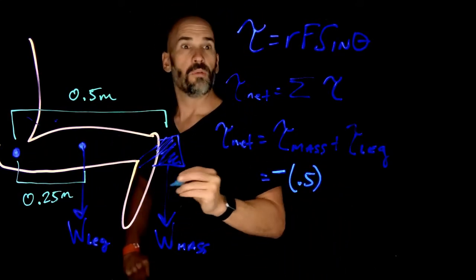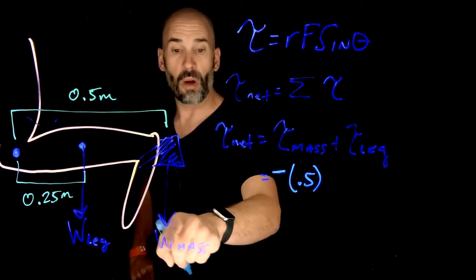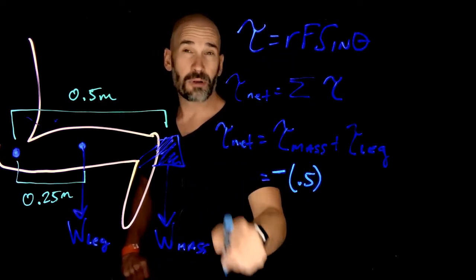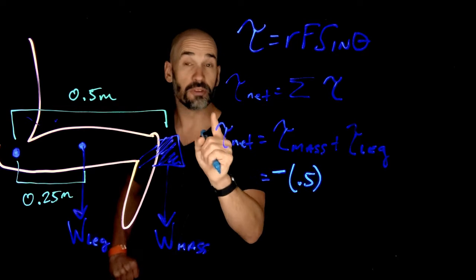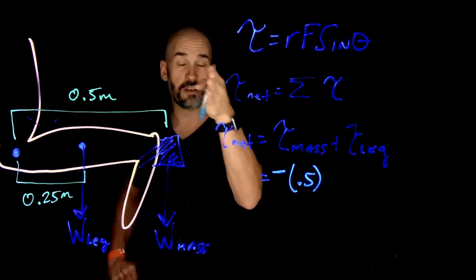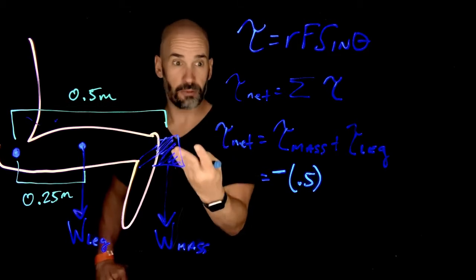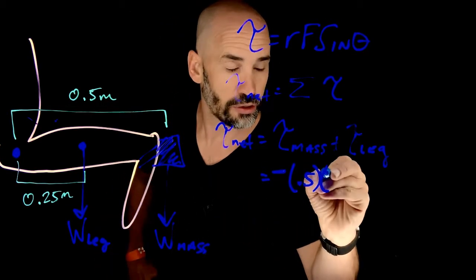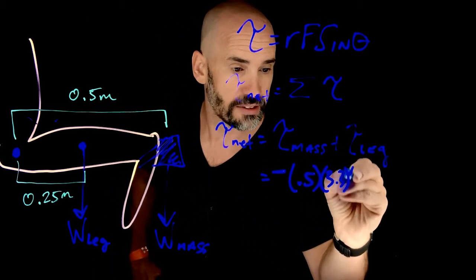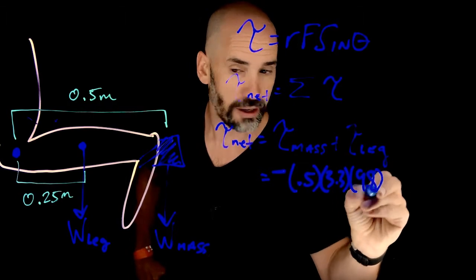All right. What is the force? Well, it's the weight of this mass. The mass is 3.3 kilograms, but that's not in newtons. How do we get from kilograms to newtons? How do we get from mass to a force? We multiply by gravity. So this would be 3.3 times 9.8, right?